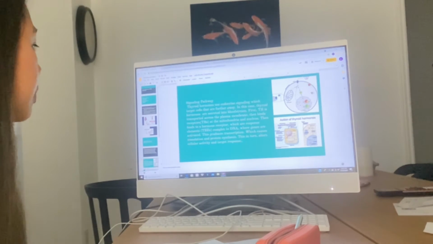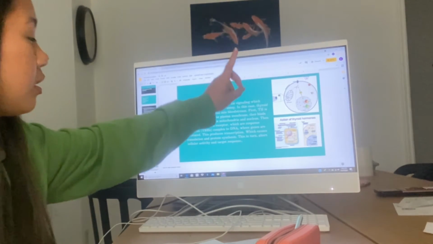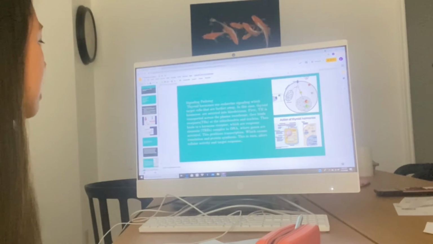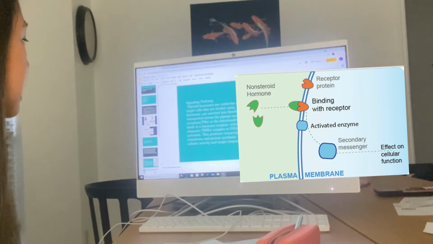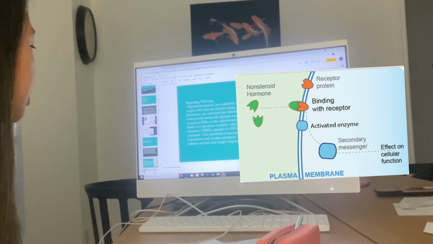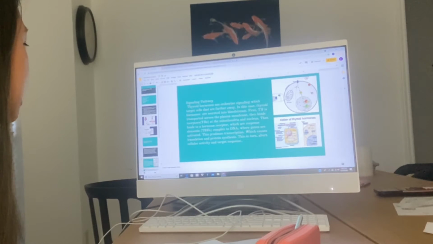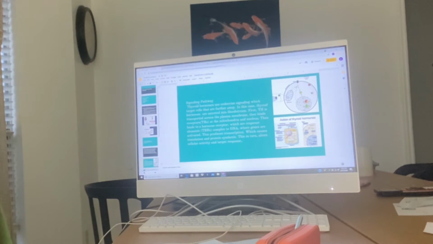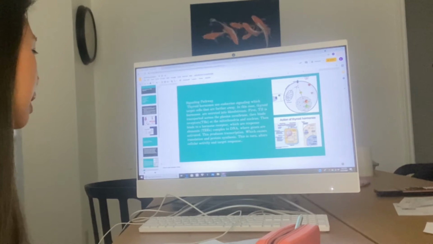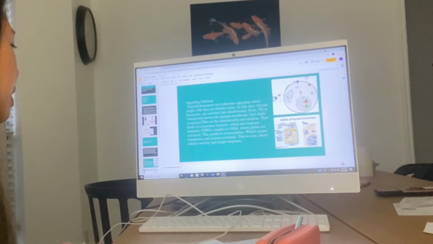In this case, thyroid hormones are secreted in the bloodstream. First, thyroid hormones are transported across the plasma membrane of the follicular cells. Then it binds to TRs, or receptors, at the mitochondria and nucleus. Then it binds to a hormone receptor, which are response elements complex to DNA, where genes are activated. This produces transcription, or the copy of DNA, which causes translation and protein synthesis. In turn, this alters the cellular activity and targets the response.